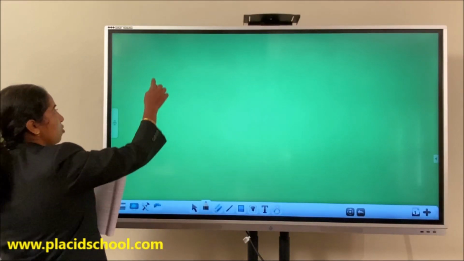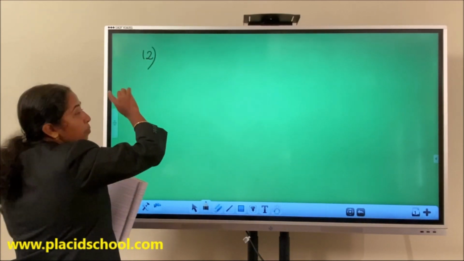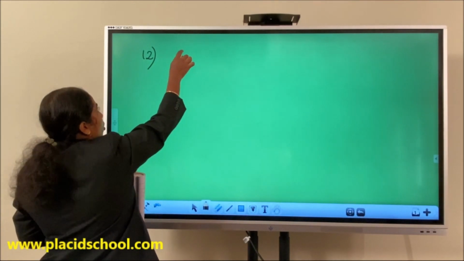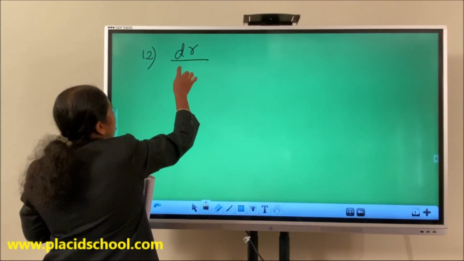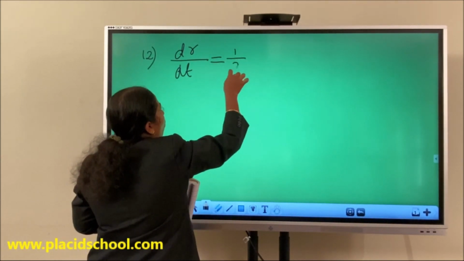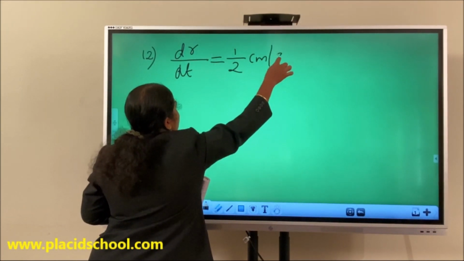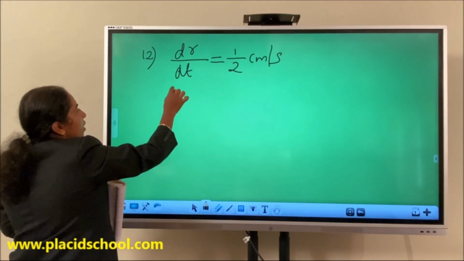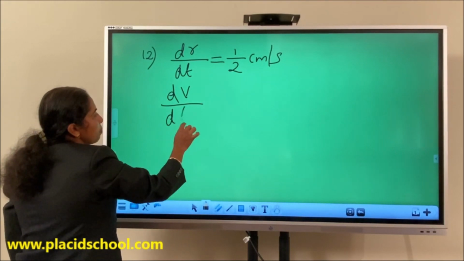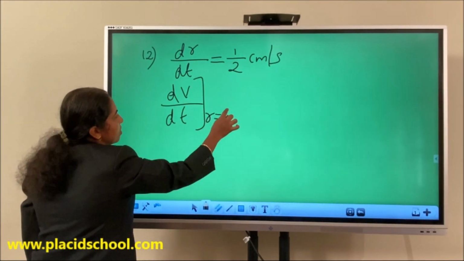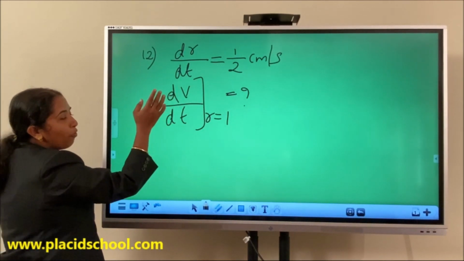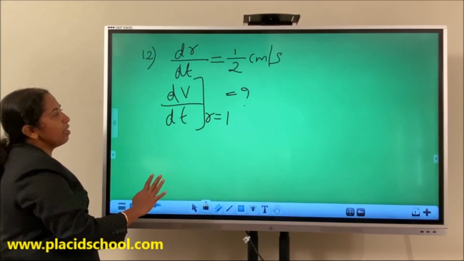So it is question number 12. I am writing what is given. The radius is increasing at the rate of 1 by 2 centimeter per second. So rate of change of radius with respect to time is 1 by 2 centimeter per second. We need to find the rate of change of volume of the air bubble with respect to time when radius is equal to 1 centimeter. This is what we have to compute.